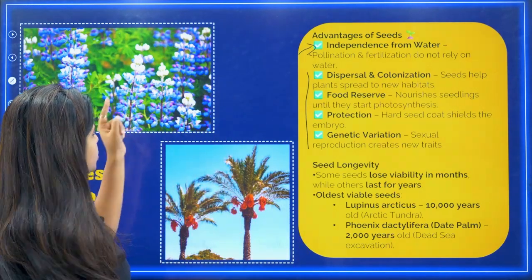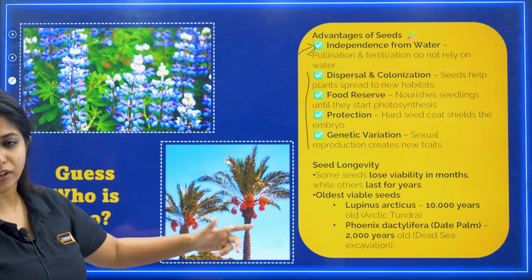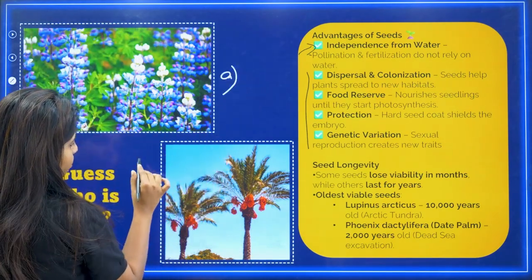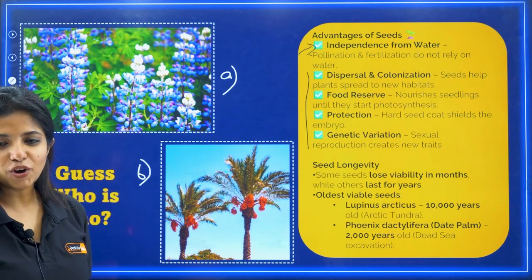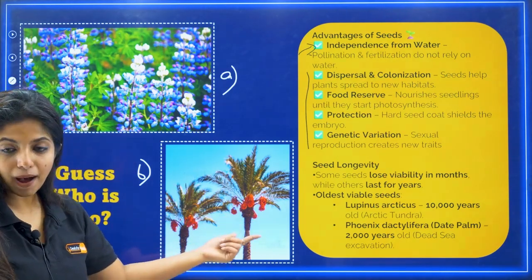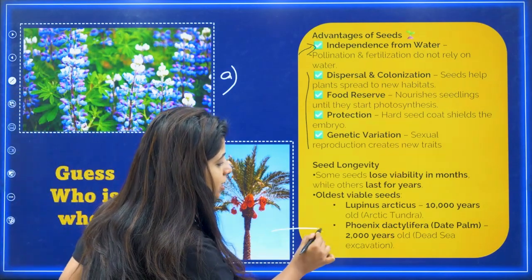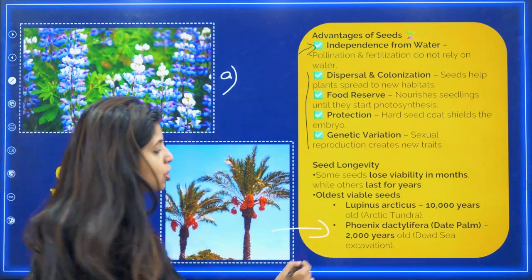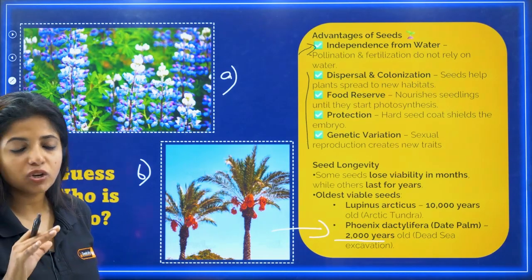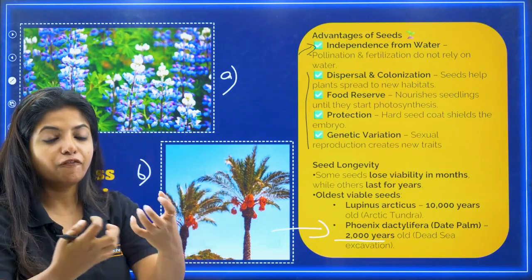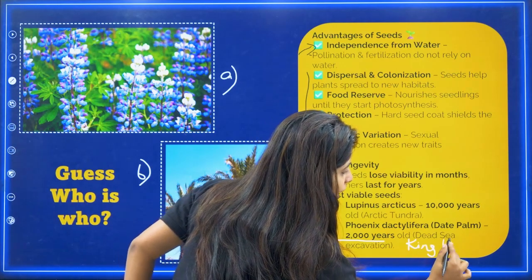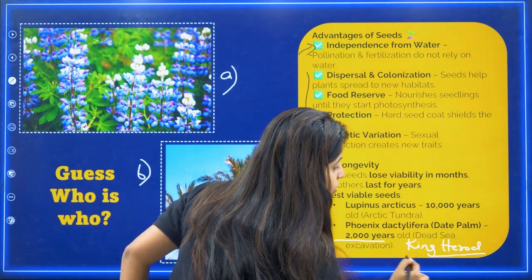So you tell me what is what. You have 2 pictures over here. Guess who is who. This is A and this is B. I am pretty sure you're using your brain cells out there, right? So these are the date palm. Date palm is basically the Phoenix dactylifera. For how many years? 2000 years, my dear children. It was still there, and it was actually excavated. It was found in King Herod's palace. There was a king whose name was Herod.